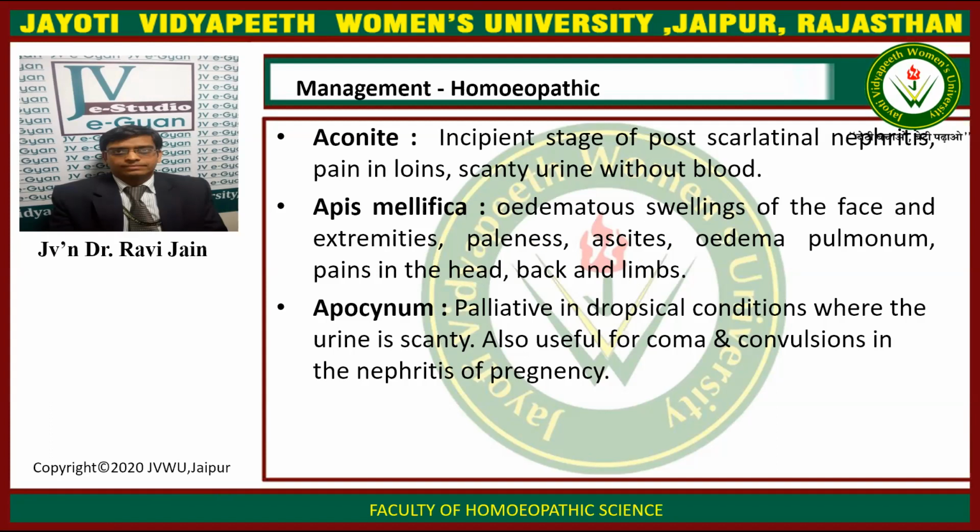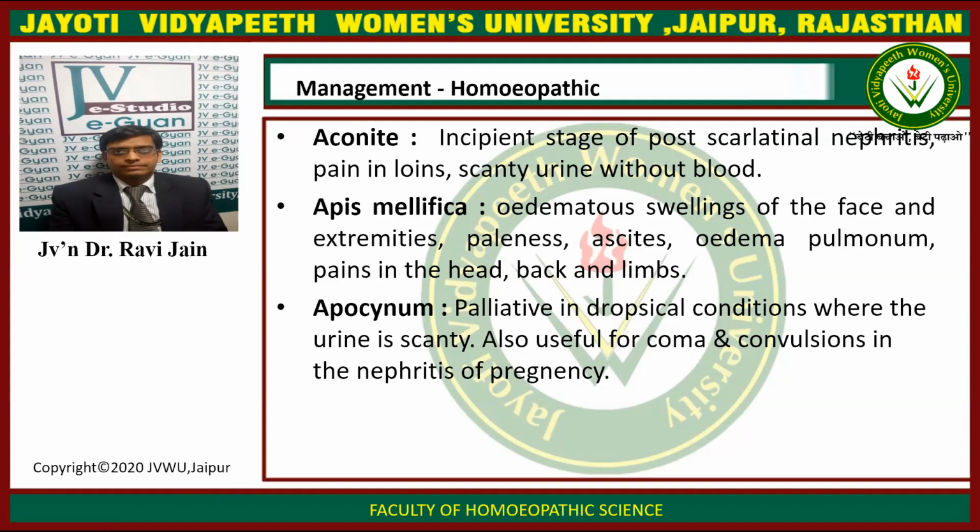But certain medicines provide a very good role in the acute phase, which include Aconite, which is given in the incipient state of post-scarlet nephritis, when there is extreme pain, fear of death, restlessness, great thirst, unquenchable thirst for large quantity of cold water, scanty urine without blood. Apis mellifica, when there is edematous swollen condition in the body, swelling on the face and extremities, paleness, ascites, edema, and pain in the head, back and limbs.